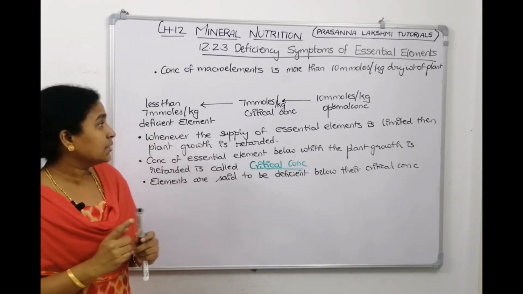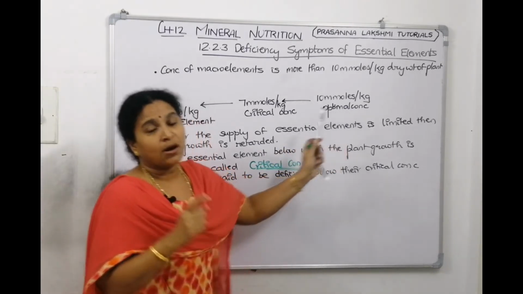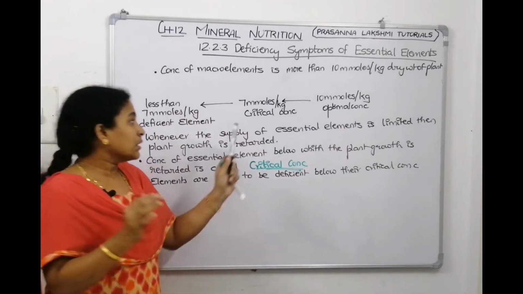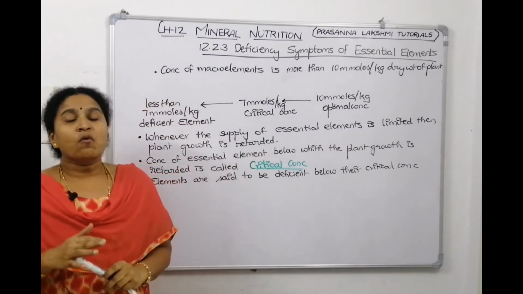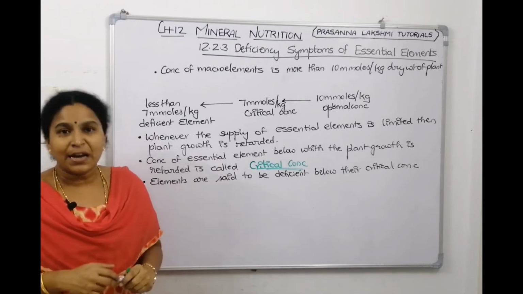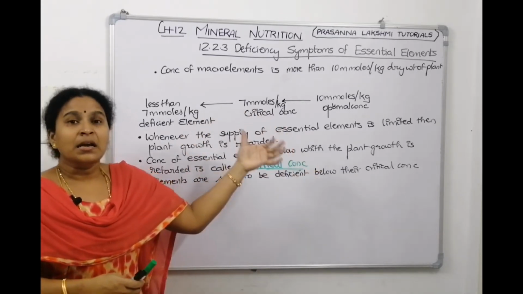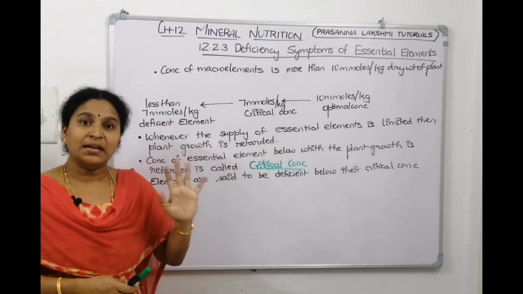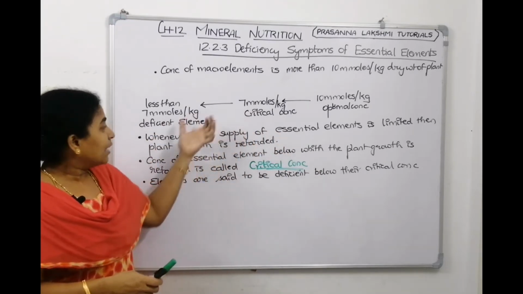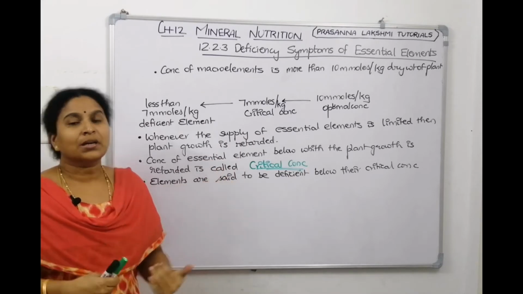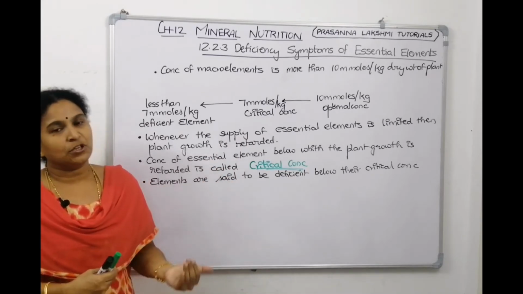Now, what are we trying to understand? We are trying to understand what is the optimal concentration of an element, what is the critical concentration of an element, and what is the deficient concentration of an element. Optimal concentration means the plant will grow nicely. Critical concentration means it is managing. And deficient concentration means below the critical concentration.